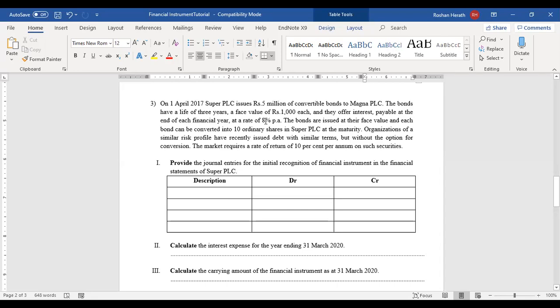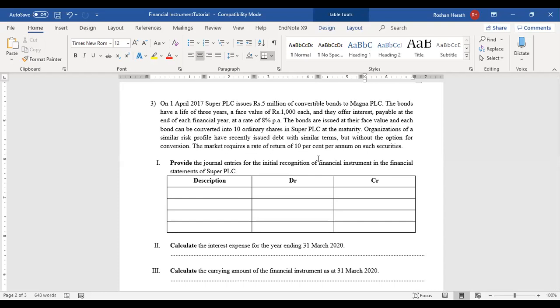The coupon rate is 8%. The bonds are issued at their face value, where each bond can be converted into 10 ordinary shares. The 1000 bond gets converted to 10 shares. If you are interested to know the number of bonds, you can work that out since the price is given. At maturity, Super PLC gives the option to convert into a fixed number of shares.